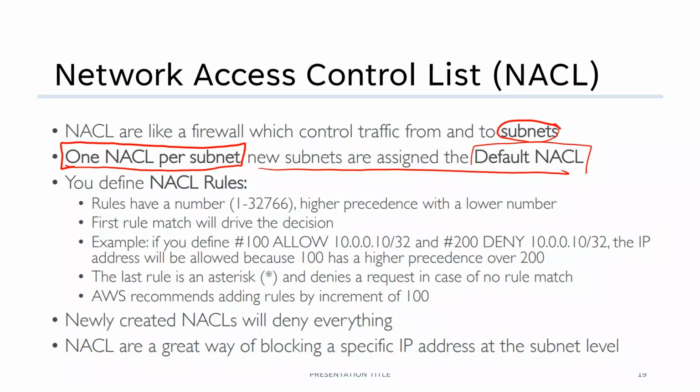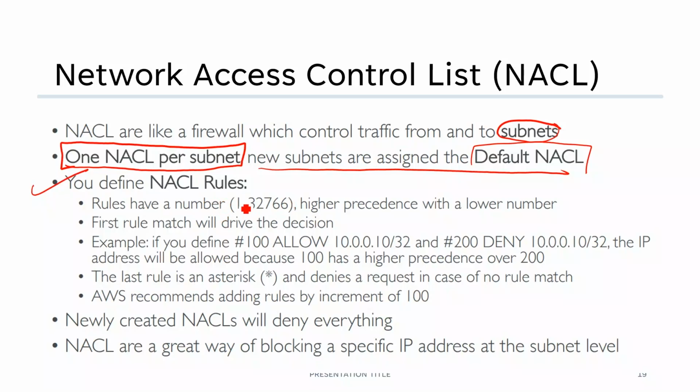Now you can ask me a particular doubt that, okay, if a default NACL is created, then the default NACL is allowing everything in and out. Yes, that is correct. The default NACL by default is allowing everything in and out, right? But it is a good practice to not use the default NACL and create your own NACL, because when you create a new NACL, this default behavior which allows all the traffic in and out is not there. You have to create the inbound and outbound rules for that. And you define the NACL rules.